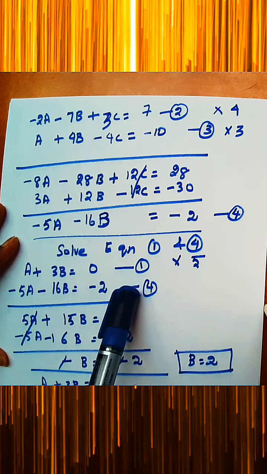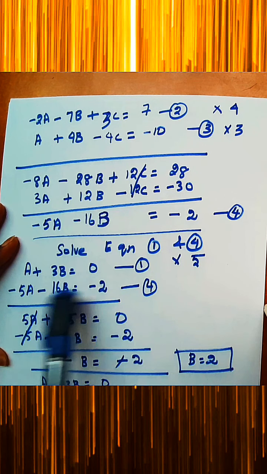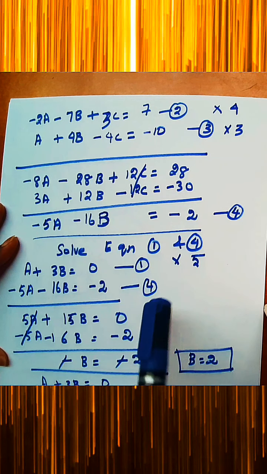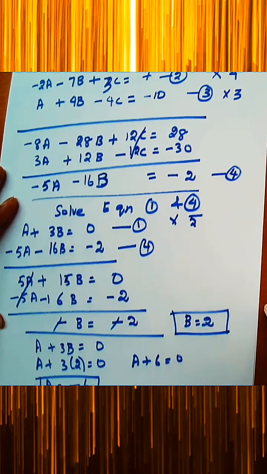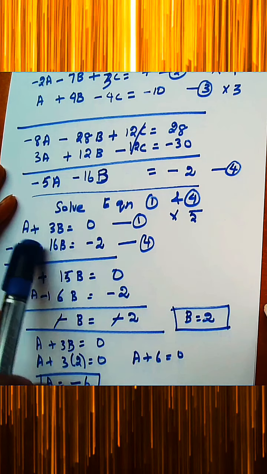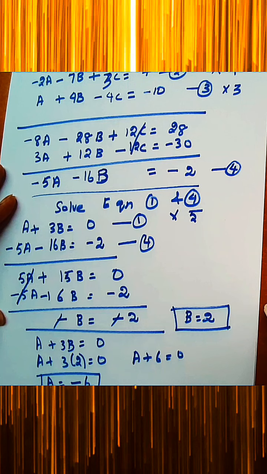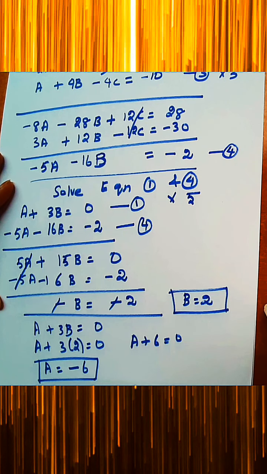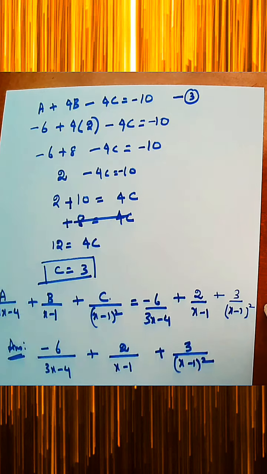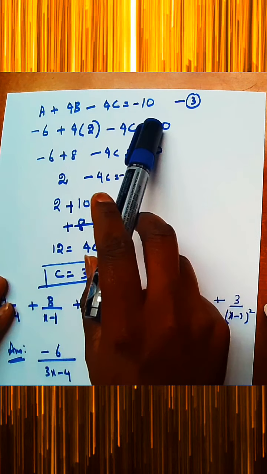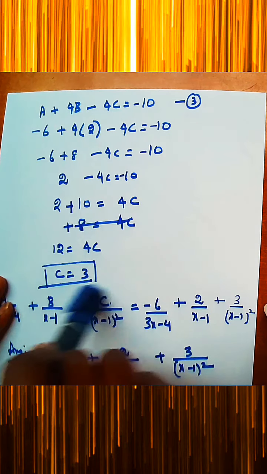Solve equation 4 with equation 1. A plus 3b is equal to 0. Equation 4 is minus 5a minus 16b is equal to negative 2. Solve this and you'll get the value of b is 2. Okay, and once we got the value of b is 2, we can substitute in equation 1 to get the value of a is negative 6. And once we get the value of a and b, we can substitute in any of the two equations to get the value of c. Okay, so we substitute in equation 3, a plus 4b minus 4c is negative 10. Substitute the value of a, b and get the value of c.